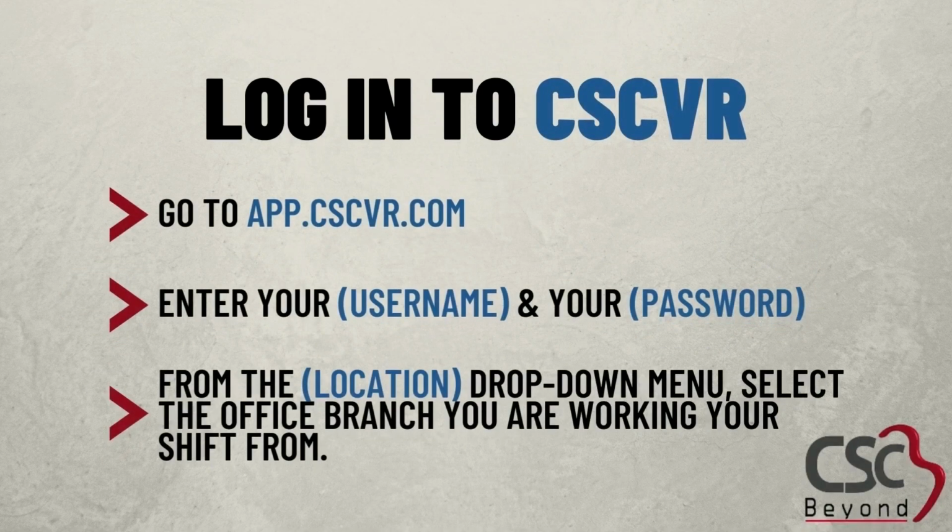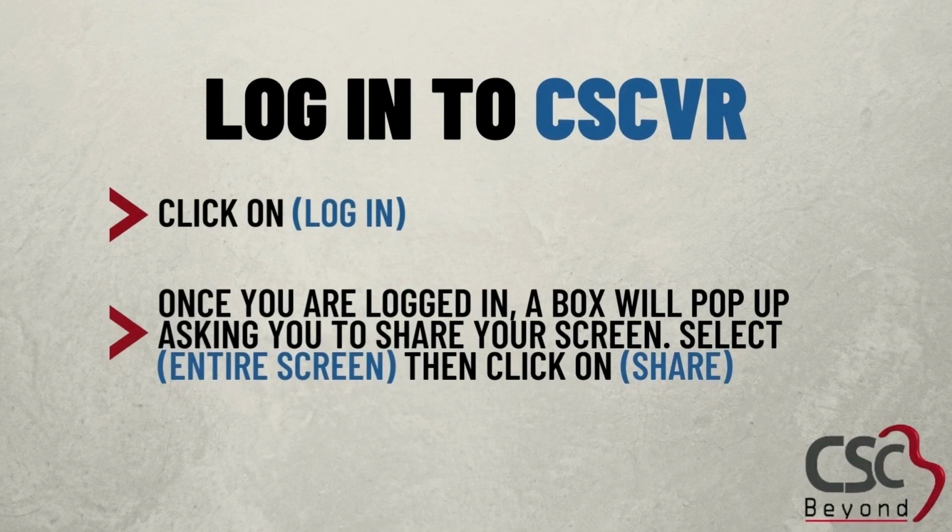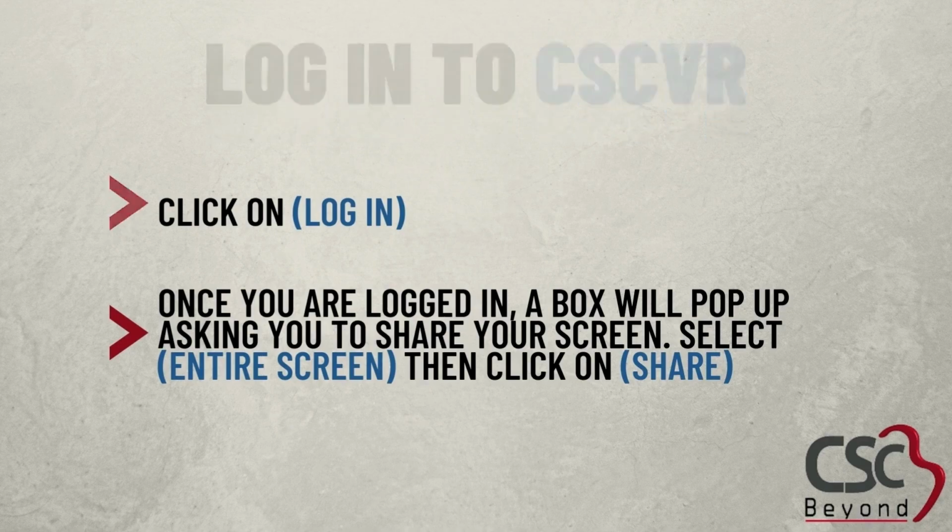Log in to CSCVR. Go to app.cscvr.com. Enter your email or username and your password. From the location drop-down menu, select the office branch you are working your shift from. Click on Login. Once you're logged in, a box will pop up asking you to share your screen. Select Entire Screen, then click on Share.